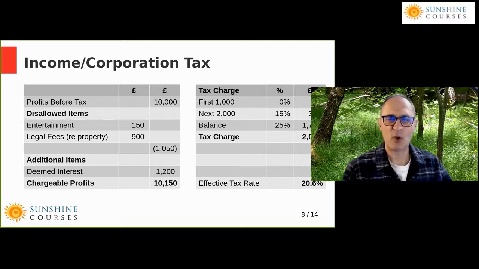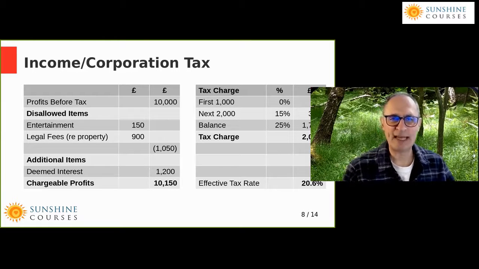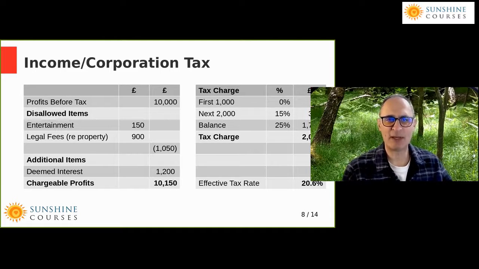So once the law has either increased or decreased your profits, it's not talking about your actual profits that they're taxing, they're talking about your chargeable profits, the profits after these adjustments that are subject to tax. Then each state or each nation will have its own tax rates. In this example, the first £1,000, there's no tax, the next £2,000, pay tax at 15%, and everything above that, you pay tax at 25%. It just depends whatever your state charges. With corporation tax, typically they have a much simpler tax rate than they do for income tax.